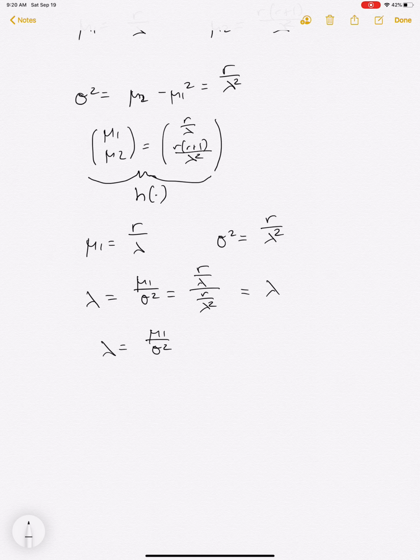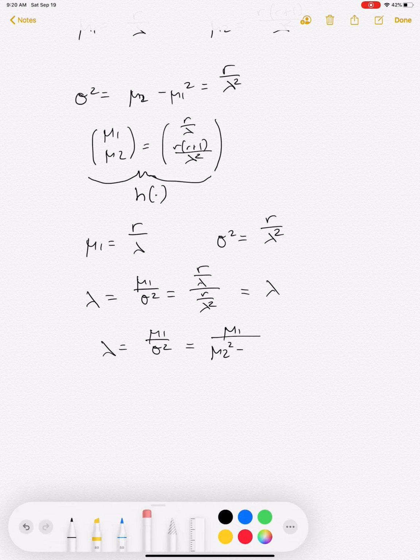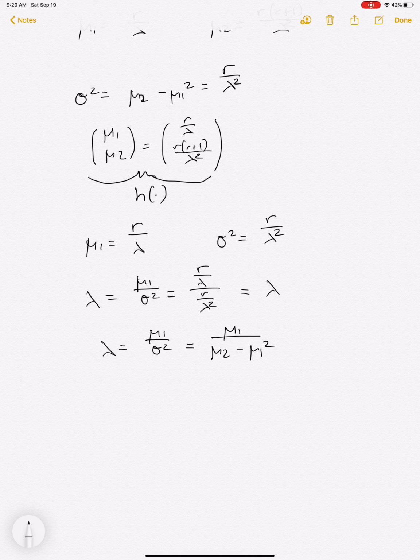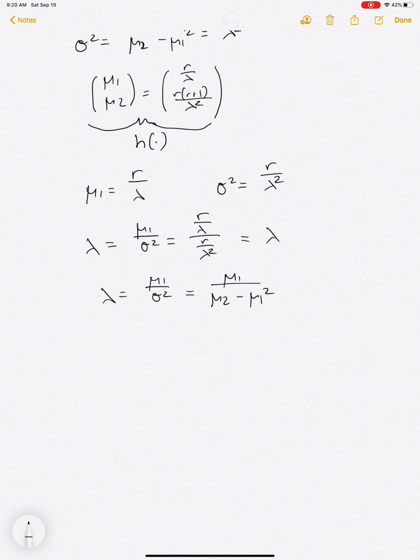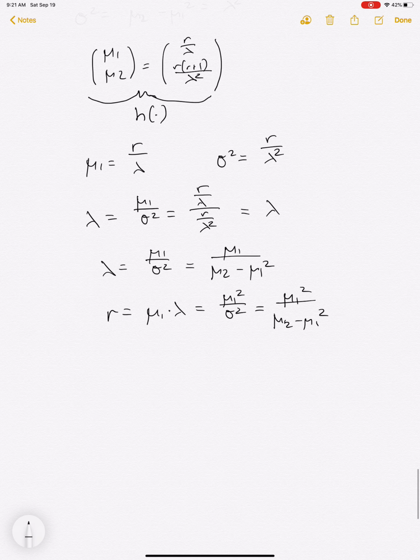And then to re-express that in terms of mu2, we can also see that r is equal to mu1 times lambda, which is equal to, because we know that lambda is equal to mu1 over sigma squared, mu1 squared over sigma squared, which is mu1 squared over mu2 minus mu1 squared. So all I've done here is, again, just invert that expression.